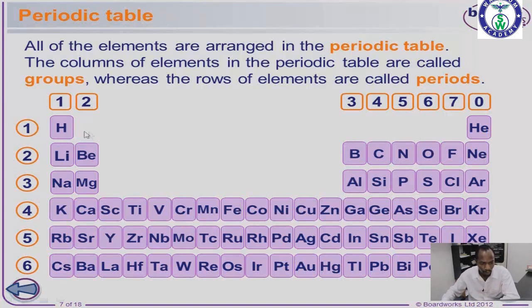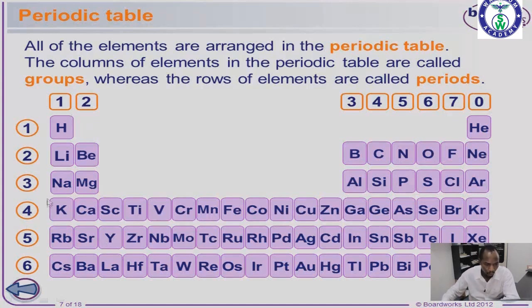This is period 1, hydrogen and helium. Period 2: lithium, beryllium, boron, carbon, like this. All of these are in period 2. This is period 3, starting from sodium, magnesium, aluminium, silicon, phosphorus, like that. This is period 3, this is period 4, this is period 5, this is period 6.